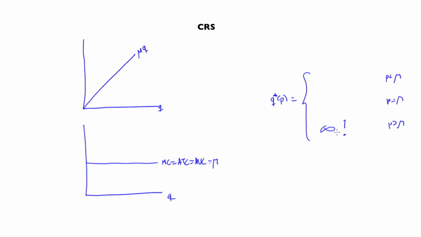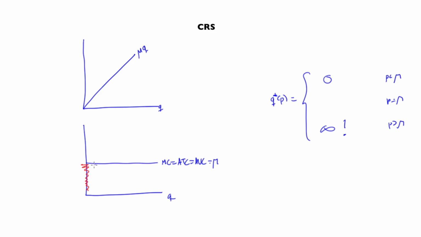You want to produce infinity, because in that case, you will make infinite profits. What if you're in this case below? Well, in that case, the price is less than the marginal cost. Every time you produce a unit, you lose money, so you want to produce 0. In that case, you want to be there.